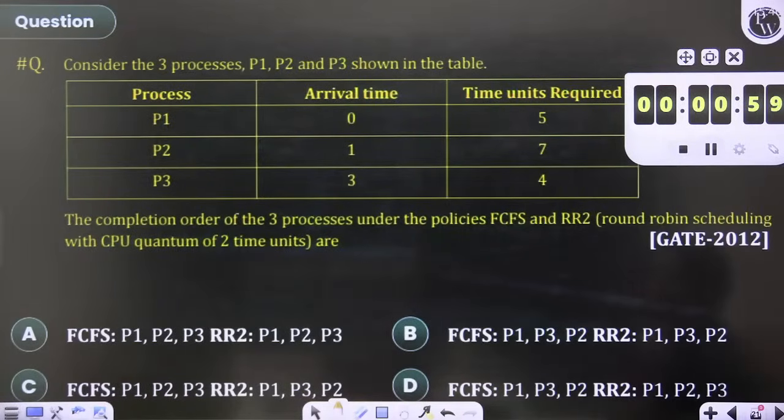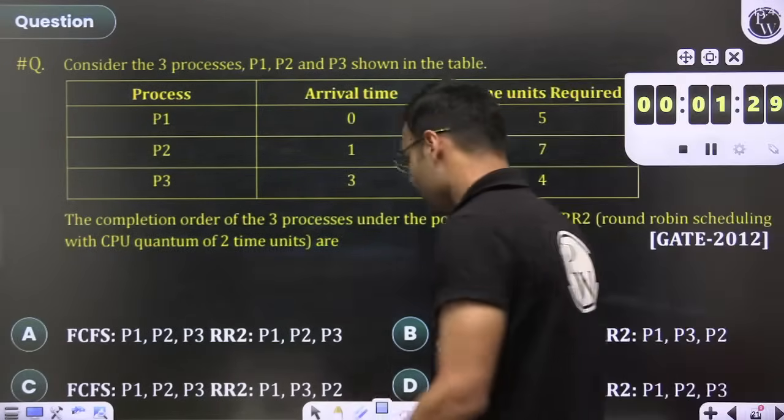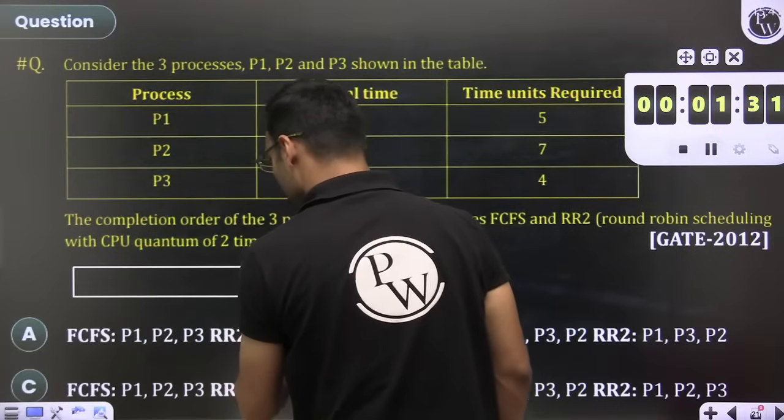This is so easy. See, for FCFS, you don't have to solve the question at all. Why? Because for FCFS, in whichever order they arrive, they will execute and complete fully. So the order of arrival is P1 first, then P2 at 1 and P3 at 3. So execution of FCFS is P1, P2 and P3 for sure. You just have to run the processes in round robin with quantum 2. That's it. Let's go with the round robin.